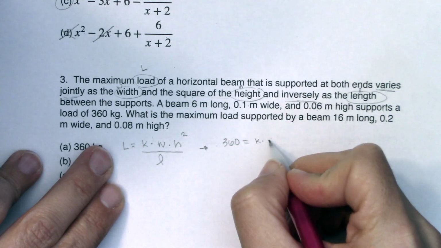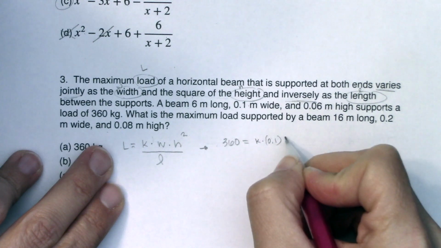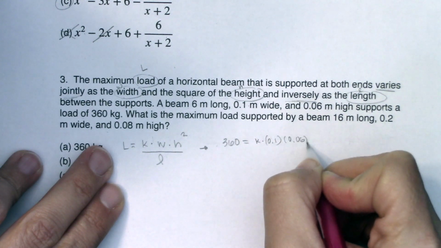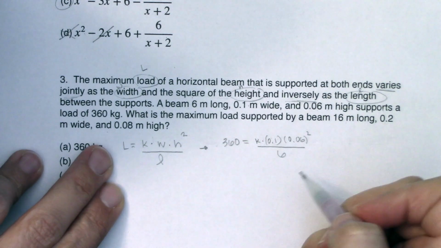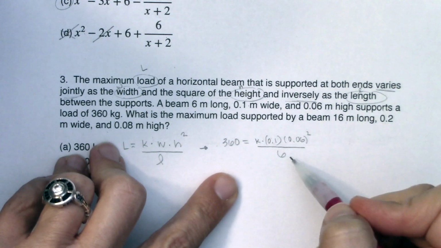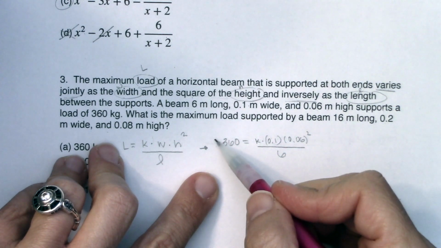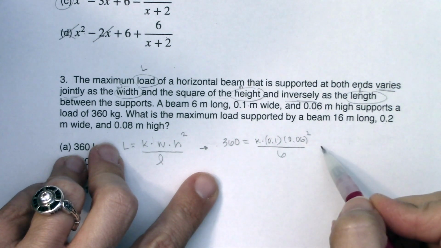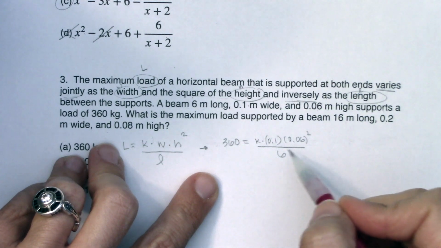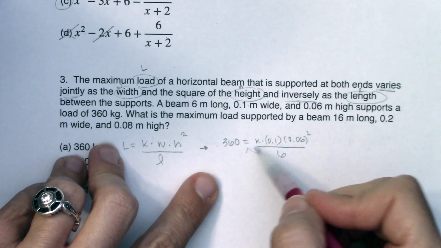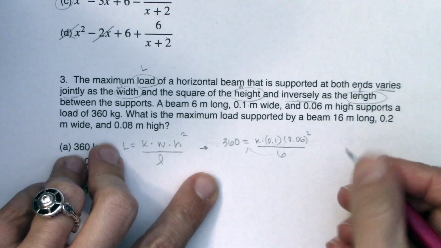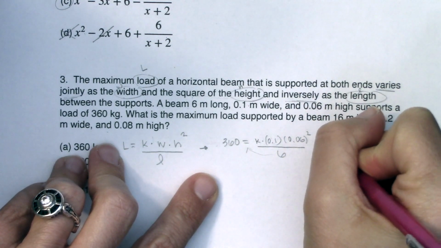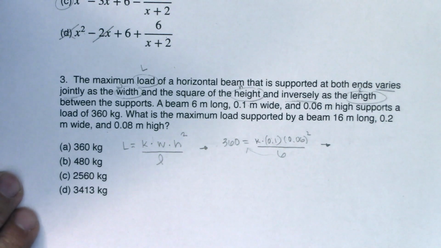So our width was 0.1. Our height was 0.06, and I've got to square that. And then our length was 6. So if I want to solve for K, I'm going to multiply both sides by 6 to knock out the fraction. Then I'm going to divide by 0.1 and divide by 0.06 squared. I'm going to just do that on my calculator all in one fell swoop.